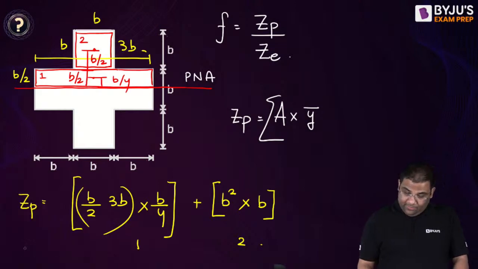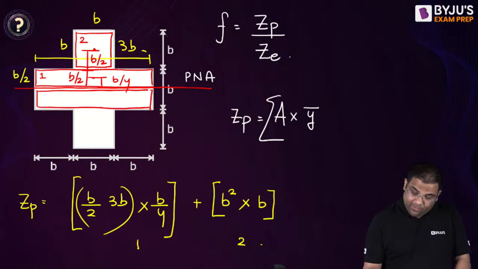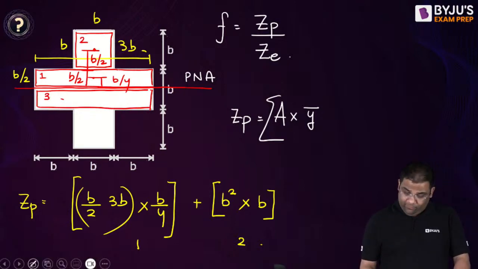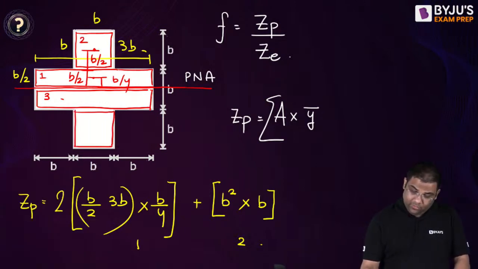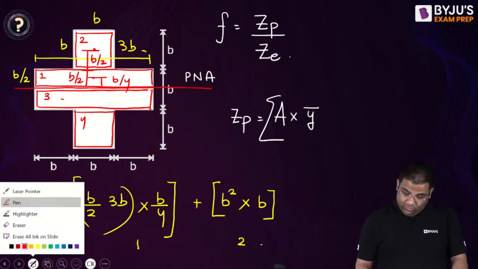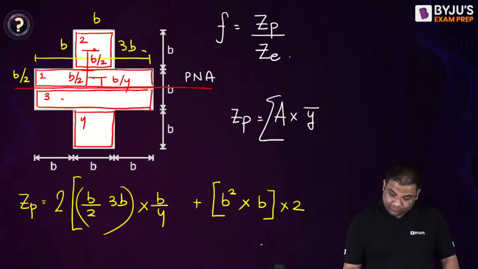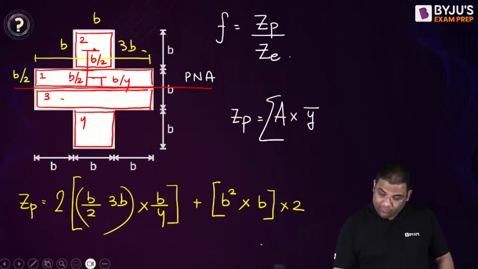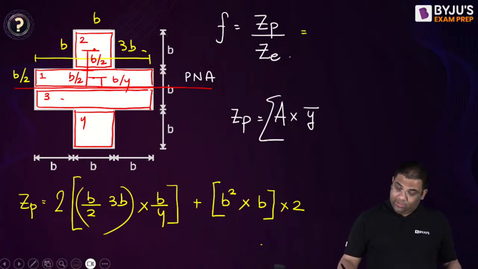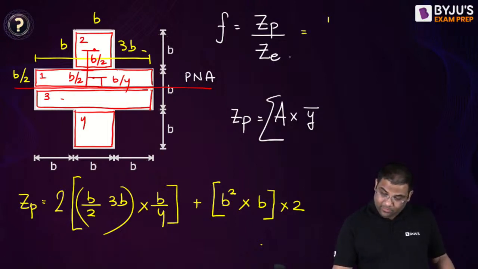Now if you see area number 3, this rectangle is the same as area number 1, right? So we will get the same value. So I will multiply by 2 here. Now you see this area number 4, it is the same as area number 2, so I will multiply by 2 here. This is the value of ZP. So how much ZP are you getting, tell me? If you find out this, you will get it in terms of B cube actually.